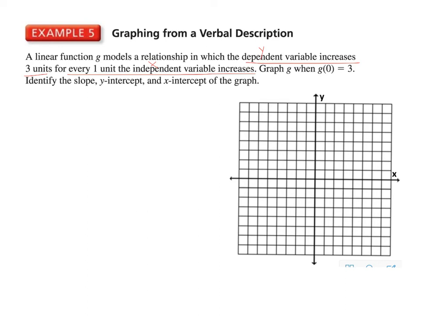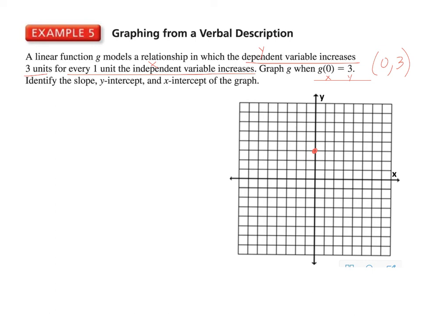Then it says here, graph g when g of 0 equals 3. Well, g is no different than f. We could use any letter for a function. This value here, this 0, represents my x, and whatever I get outside here represents my y. So that's one point, 0, 3. It's telling me that g of 0 is 3, so they just gave me the y-intercept, essentially.